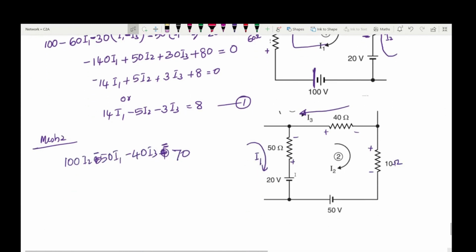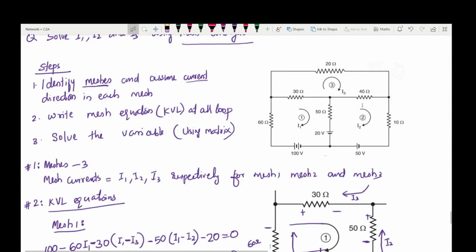In a similar way, this is for mesh 2. Now I am giving some hints when we are considering mesh 2 and mesh 3. When we are considering mesh 2, I2 is taken as positive. So the current through 50 ohm is I2 minus I1. For the current through 40 ohm, the directions are opposite. I2 is going in this direction and I3 is going in this direction. So the current flowing through 40 ohm when considering mesh 2 is I2 minus I3. You need to consider that for writing the mesh equation or KVL equation in mesh 2.